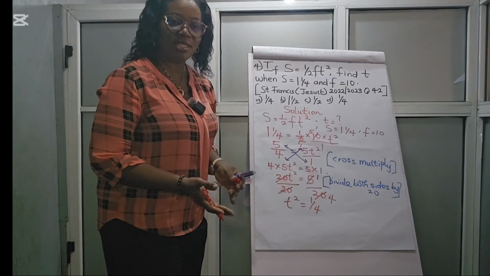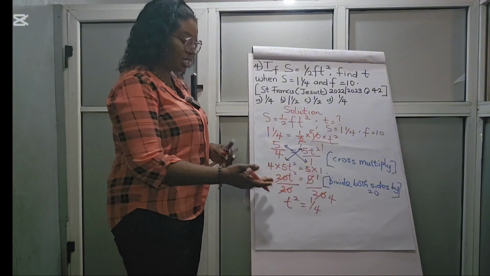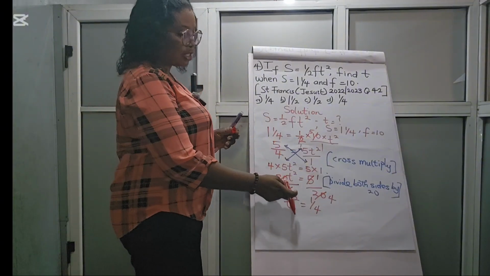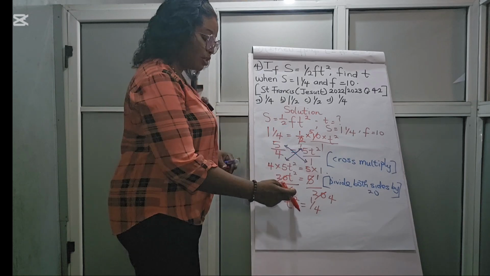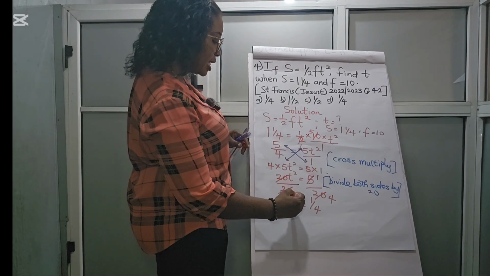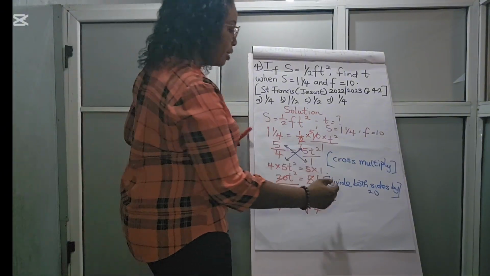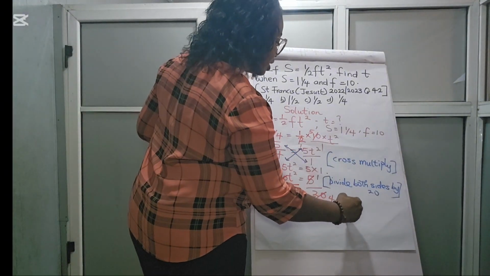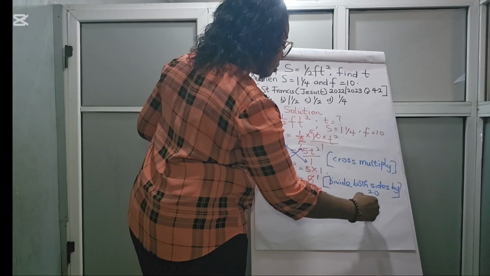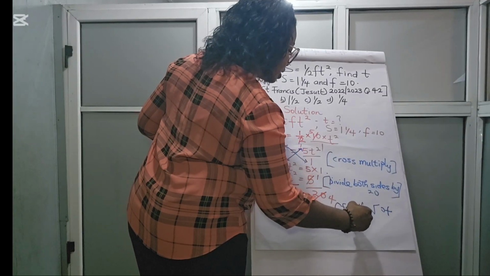The question still says find t. So this is not our final answer. The question says find t and not t squared. So we need to get rid of this square. Mathematically, how do we get rid of this square? Is by what? Finding the square root of what? Both sides. So to get rid of this square here, we have to what? Find the square root of both sides.